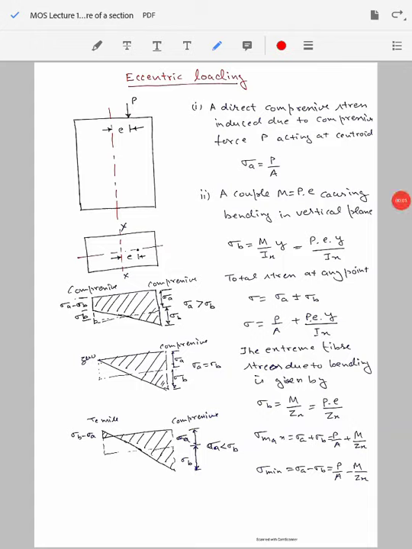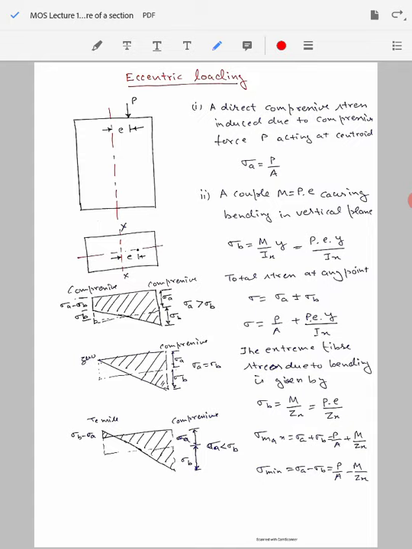Hello students, in today's class we are going to discuss the topic of the core of a section. What is the core of a section and why is it important in the case of eccentric loading, that we are going to discuss today. In a lot of engineering situations we encounter components which are subjected to loading of an eccentric nature.